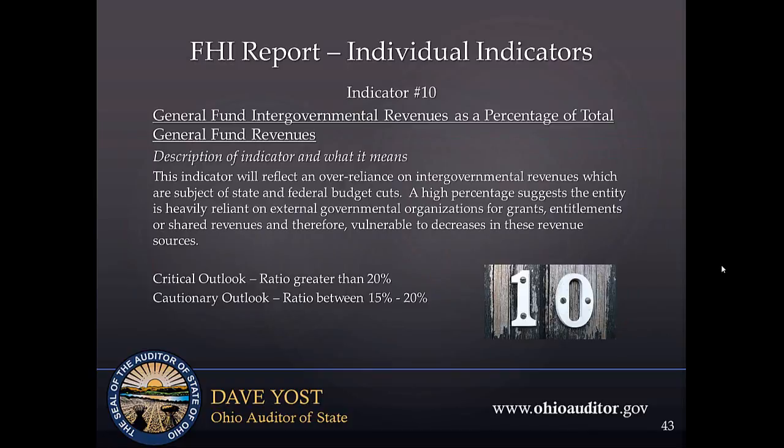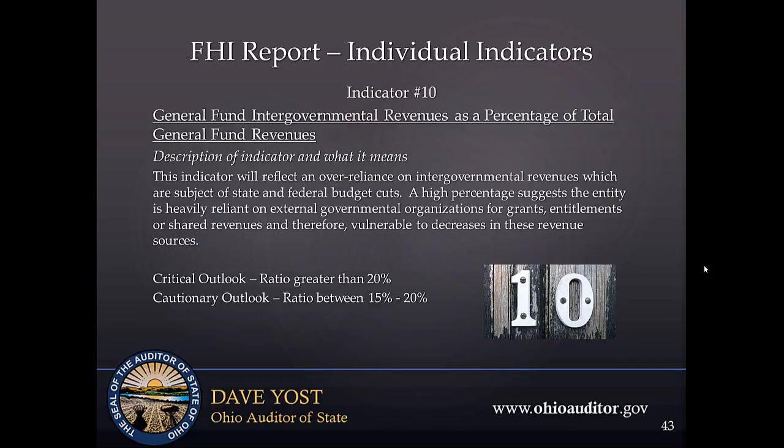Indicator 10 is the general fund intergovernmental revenues as a percentage of total general fund revenues. This indicator will reflect an over-reliance on intergovernmental revenues, which are subject to state and federal budget cuts. A high percentage suggests that the entity is heavily reliant on external governmental organizations for grants, entitlements, shared revenues, and therefore could be vulnerable to decreases in these revenue sources.